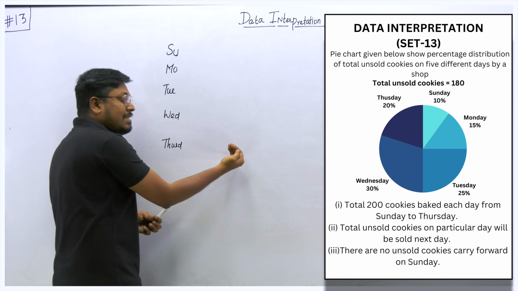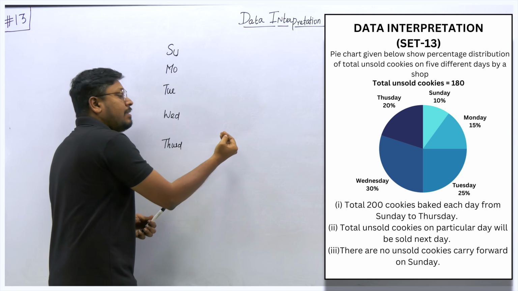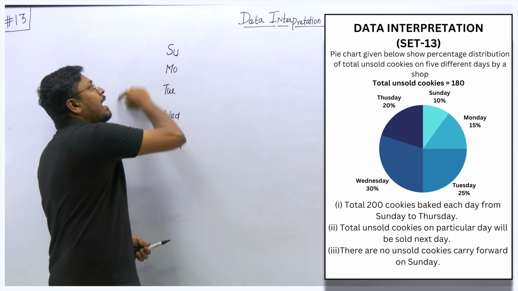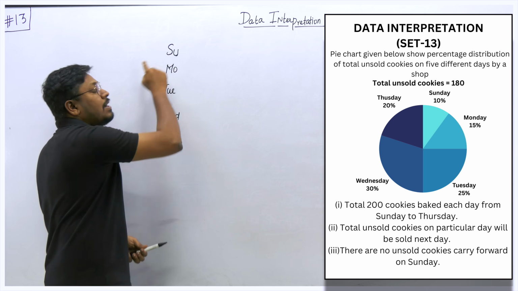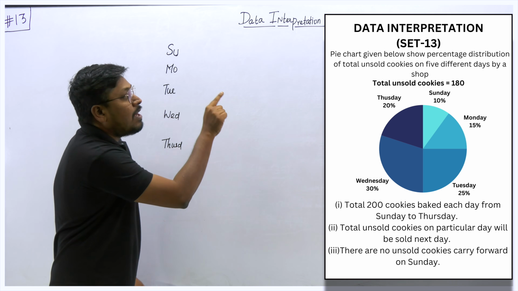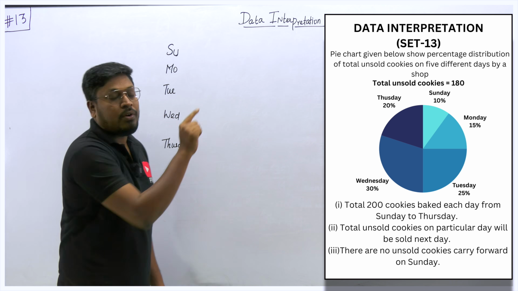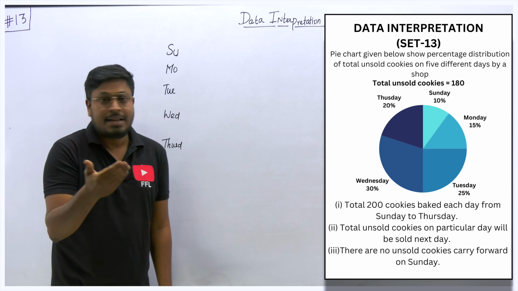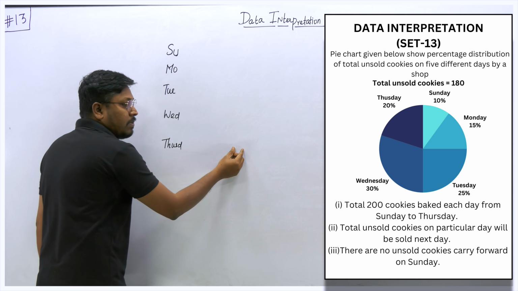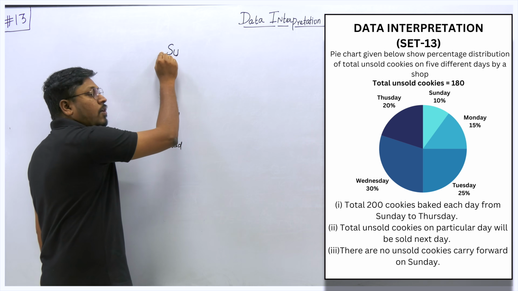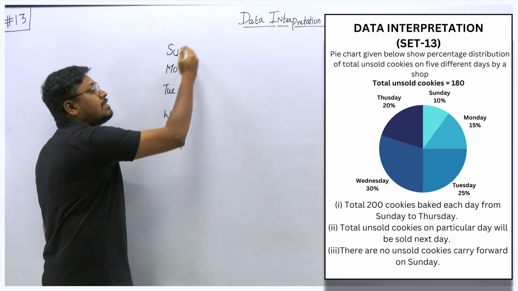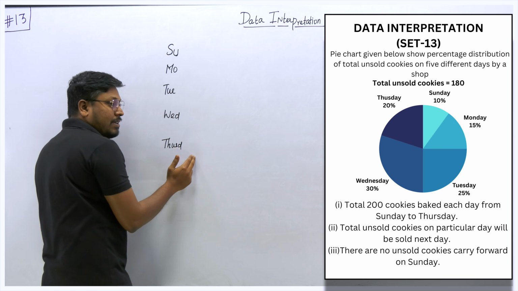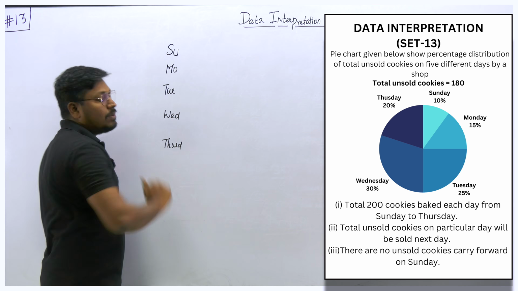On Thursday, if 30 cookies are unsold, that 30 will not be added on Sunday. That is called a carry forward. Just see, there are no unsold cookies carried forward on Sunday. The meaning here is no, right? The last Thursday's unsold cookies will not be carried forward to Sunday. So on Sunday they will freshly start preparing the cookies. So the next day it's carried forward, but after Thursday it is not carried forward to Sunday.